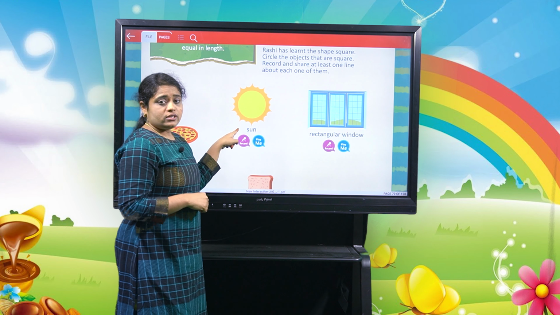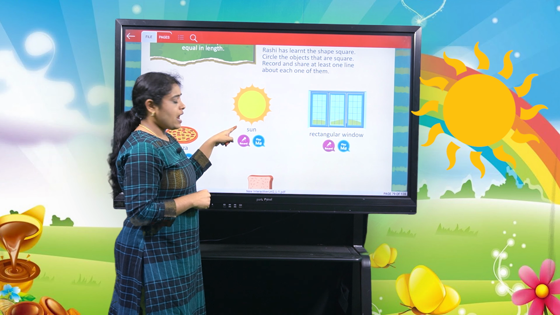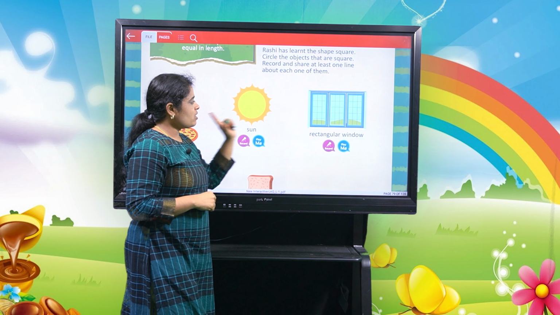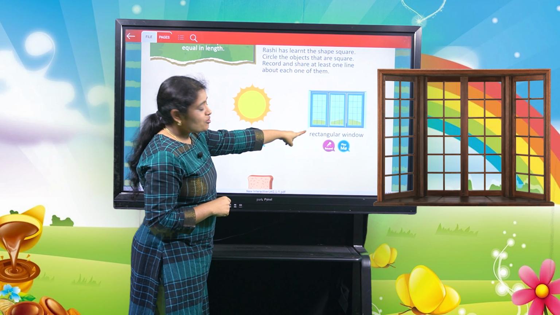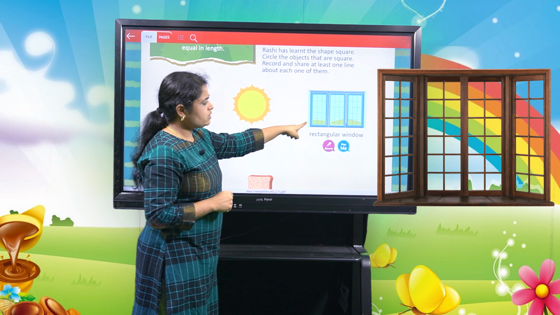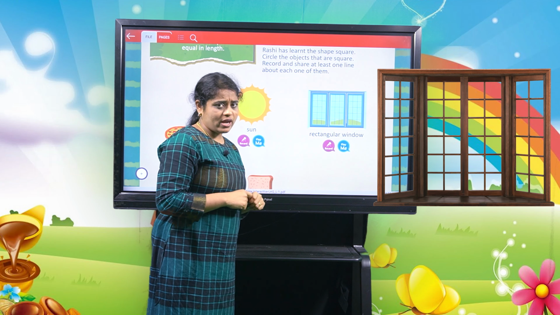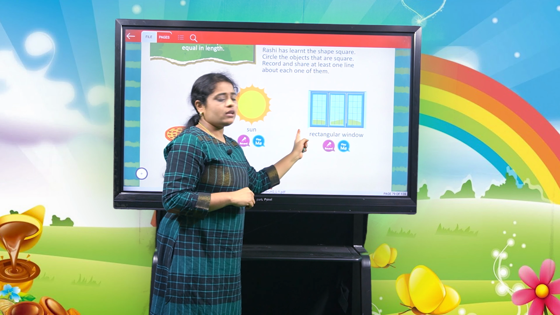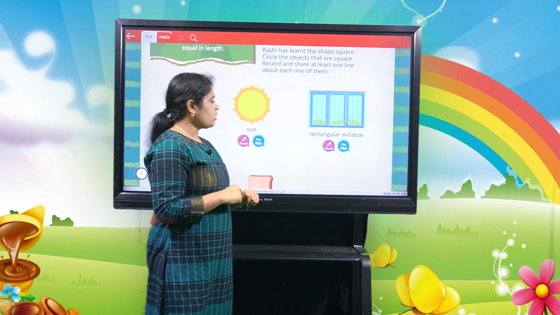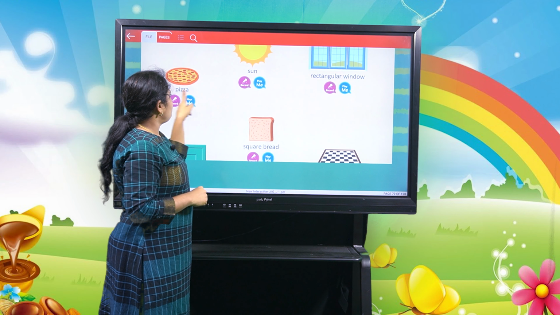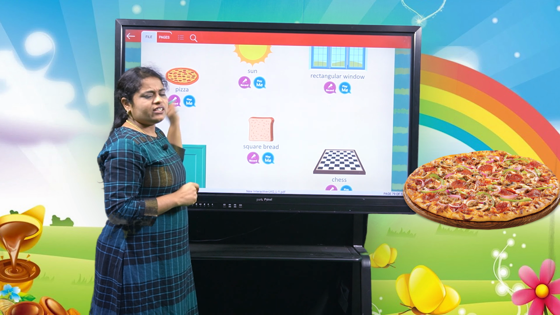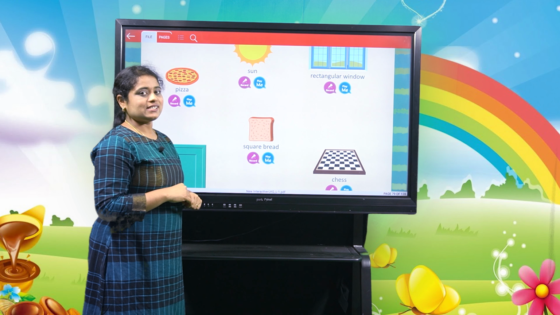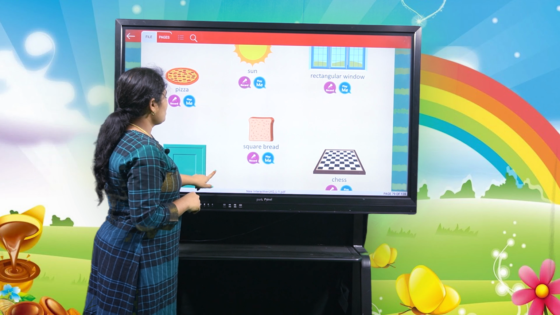So, children, what is this? Sun. And is this in a square shape? No. What is this? Window. And is this in the shape of a square? No, because all the sides are not equal. Okay. And pizza. Is pizza square in shape? No, it is circle in shape.